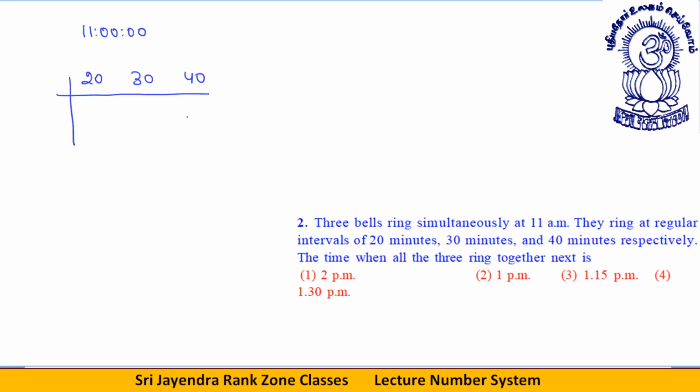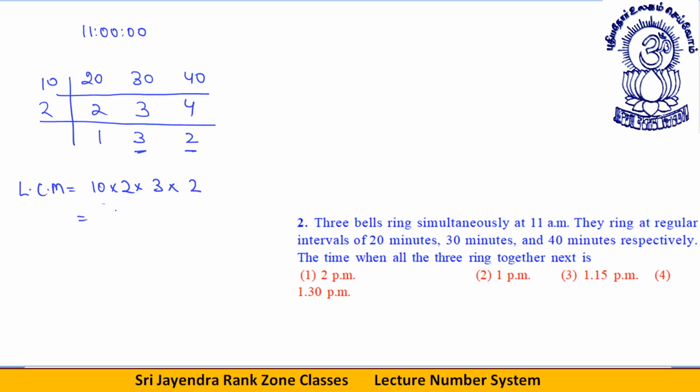There is a very smart way. If you can take 10 common, you take 10 common, no problem. Now you have 2, 3 and 4. Take 2 common. Now you have 1, 3 and 2. Now nothing is common between them, so the LCM will be 10 into 2 into 3 into 2, that is 10 into 4, 40 into 3, that is 120 minutes.